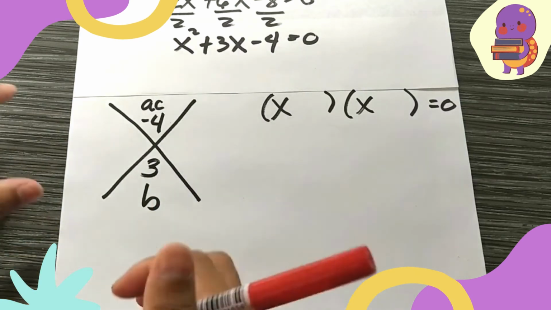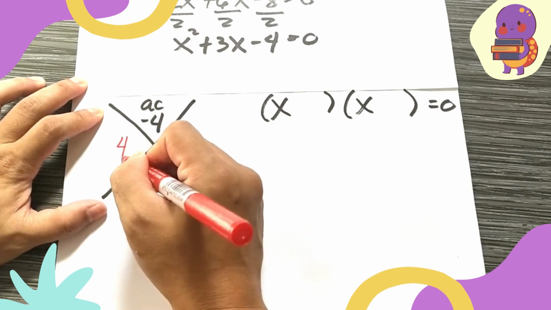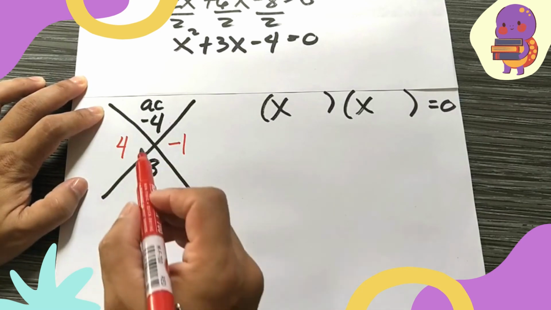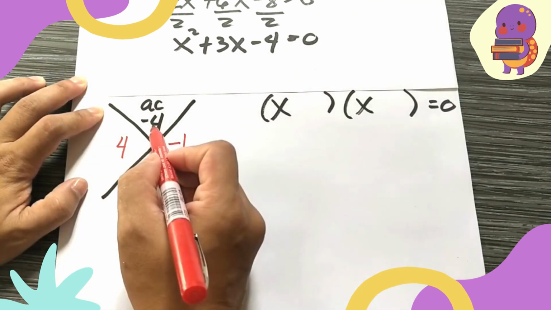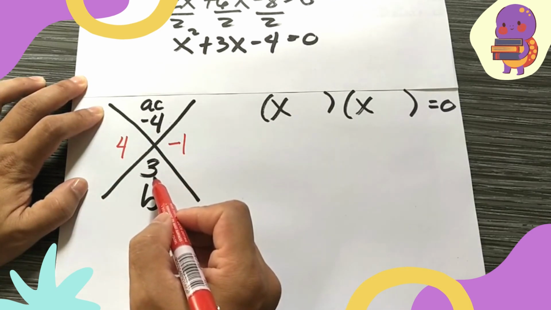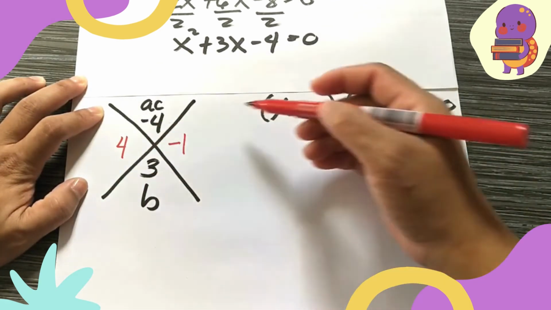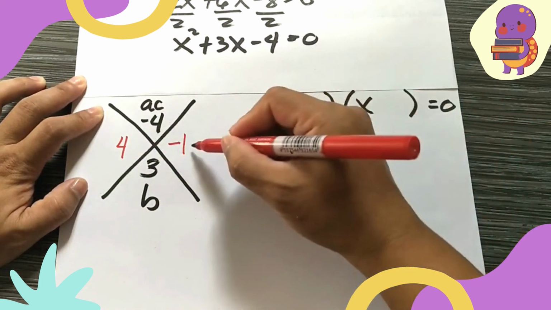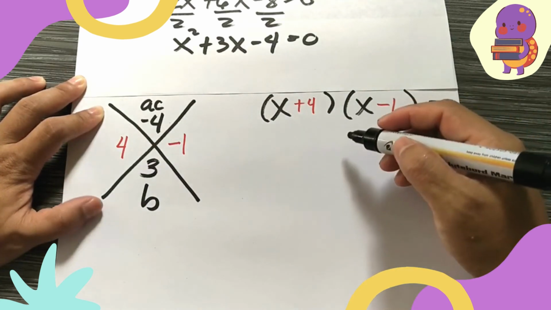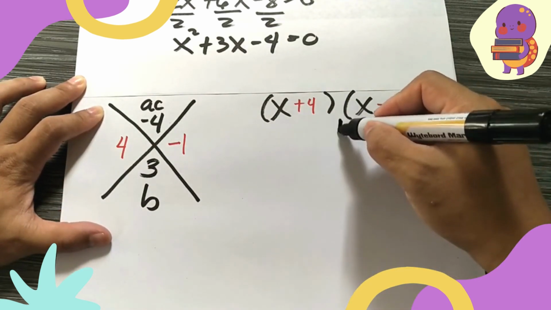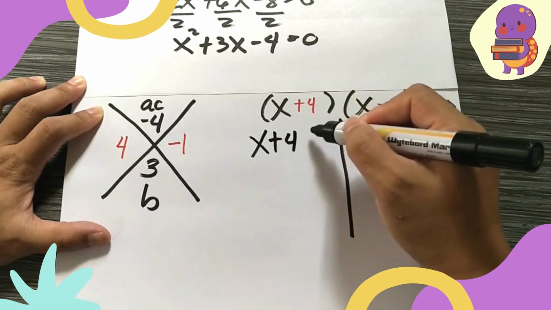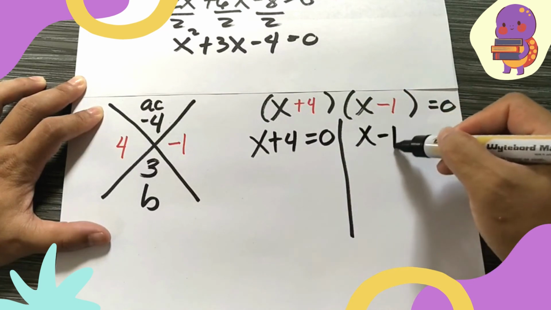We have 4 and 1. But we make the 1 negative so that 4 times negative 1 is negative 4, and 4 minus 1 is 3. Okay, you got that. So, we attach the 4 here, plus 4 here, and negative 1 here. The last solution is not done yet because we have not gotten the roots. So, we divide. This will be x plus 4 equals 0, and x minus 1 equals 0.